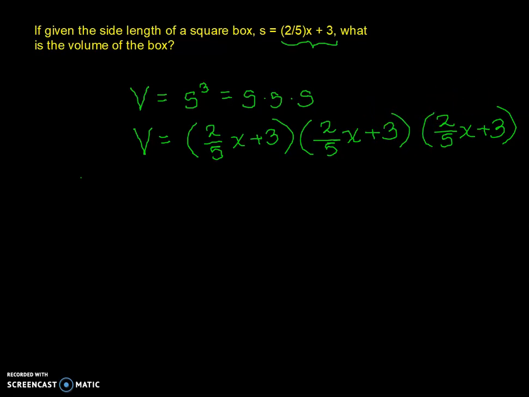However, if you are just expanding the same binomial, meaning the same 2 over 5x plus 3 to the third power, or to the fifth power, or to the seventh power, you can always use Pascal's triangle as well, which I did upload a separate video on.